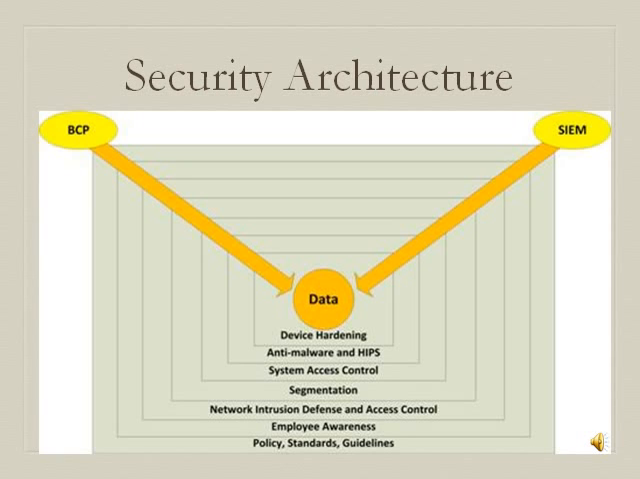And next we have business continuity planning and SIEM, which is Security Information and Event Management. They are not a layer in and of themselves. However, they are applied across all layers to bring it all together to protect your network and to ensure availability of information for business processes.